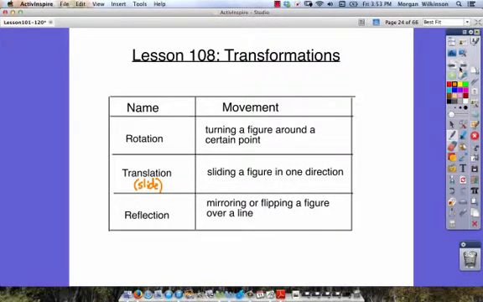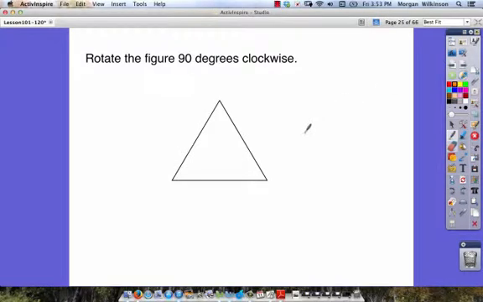Let's look at our first example. Here our question says, rotate the figure 90 degrees clockwise. So if we look at what's clockwise, well, a clock, remember, has 12 on top, then it would have 3 and 6 and 9. So if we're going clockwise, we must be going from the 12 to the 3 to the 6 to the 9, and the 9 to the 12.